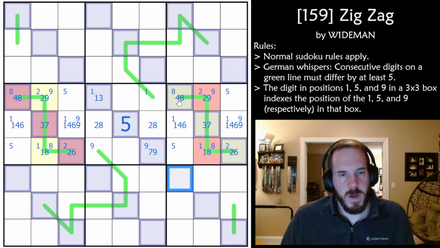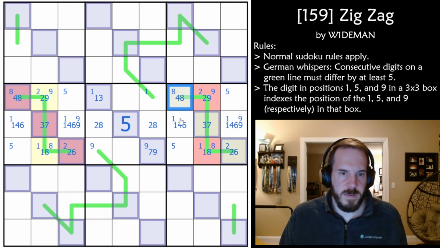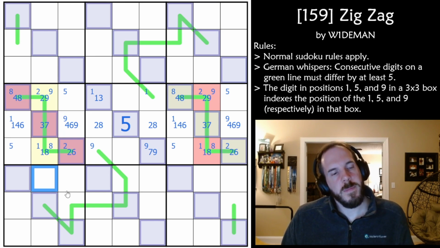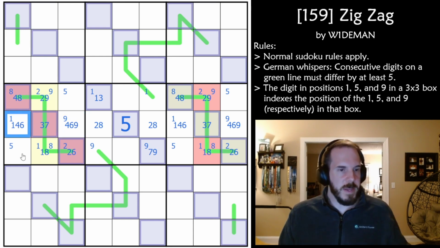Okay, and then checking our 1s, 4 and 8. So this is positions 4 and 8. So this cell can't be a 1. And again, over here, the same thing is going to be true. Okay, so if this is 1, this is a 4, 6. If this is 9, that's a 4, 6. That makes sense.